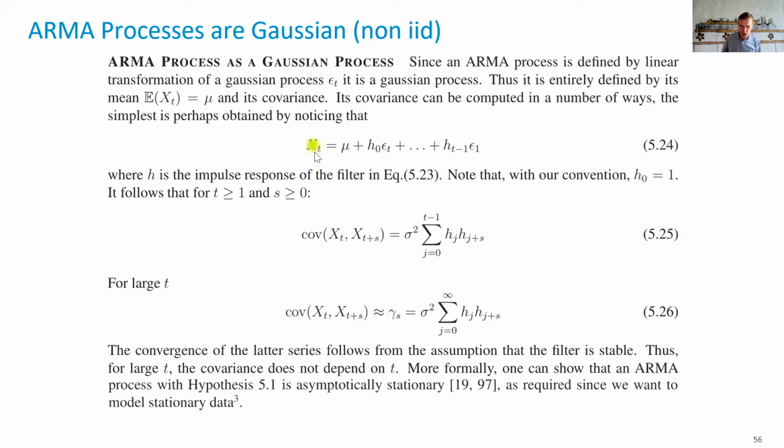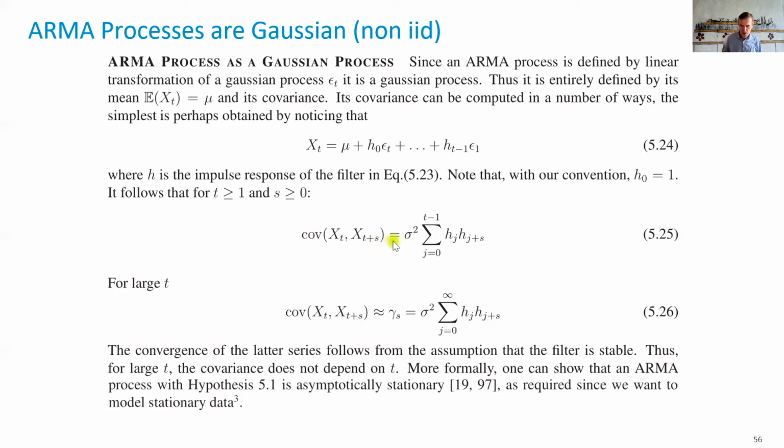Now we are interested in, for example, what is the covariance structure of this process. And it can easily be computed from this. And we obtain a formula like this one. We would like to see in particular whether an ARMA process is stationary, because we are modeling noise that is assumed to be stationary. So if the process is not stationary, then it's embarrassing.